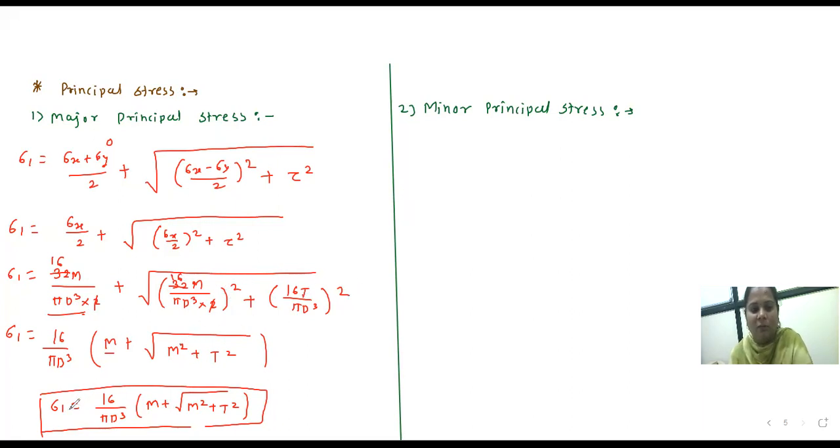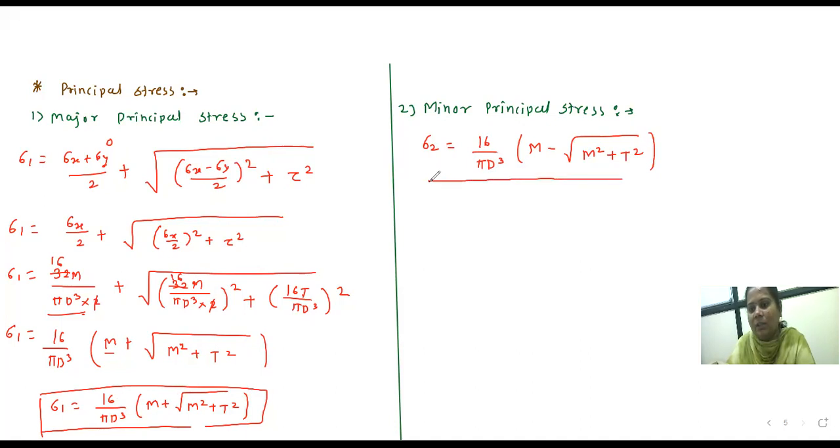So equation for major principal stress is sigma 1, which is equal to 16 divided by pi d cube in bracket m plus square root of m square plus t square. Same way for minor principal stress, here only negative sign will be there. So sigma 2, which is equal to 16 divided by pi d cube in bracket m minus square root of m square plus t square. This is for minor principal stress. Okay, got it? If anybody has any doubt, please ask me, otherwise please write down.